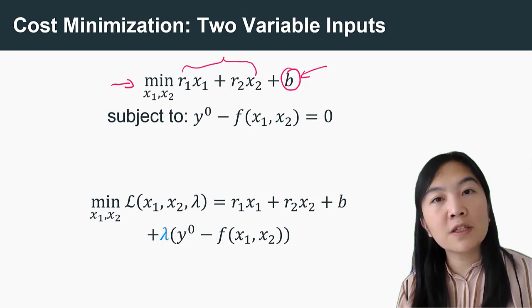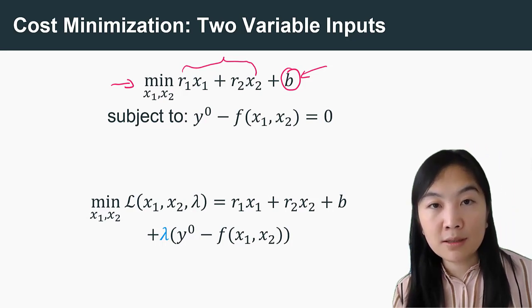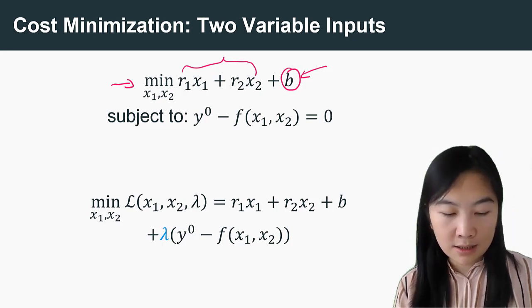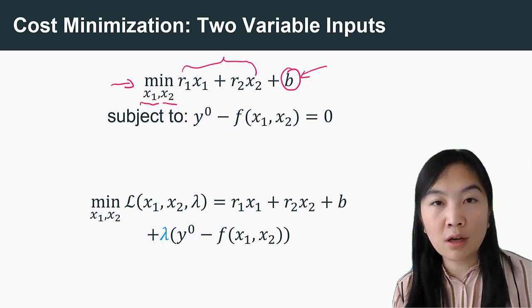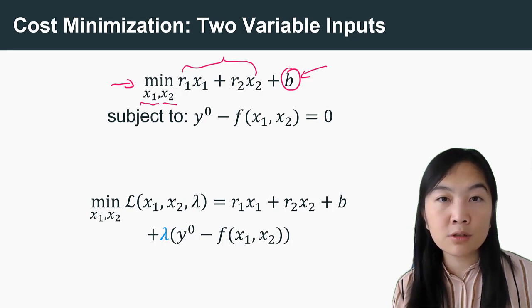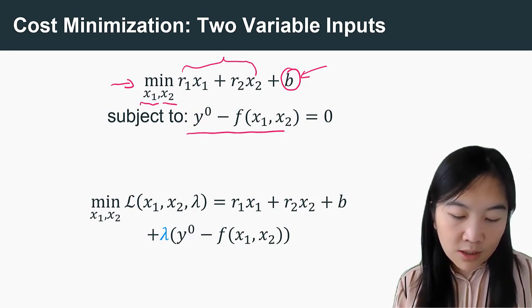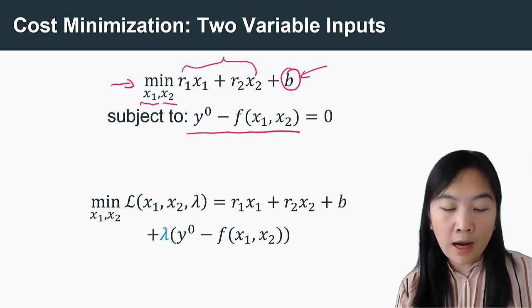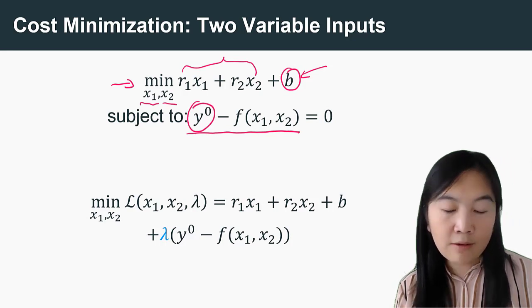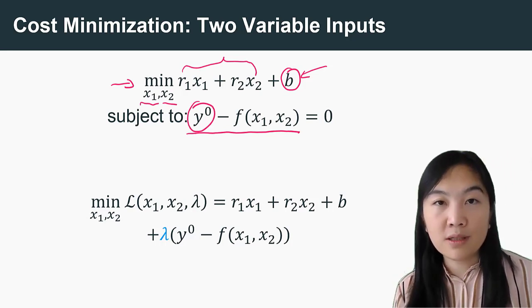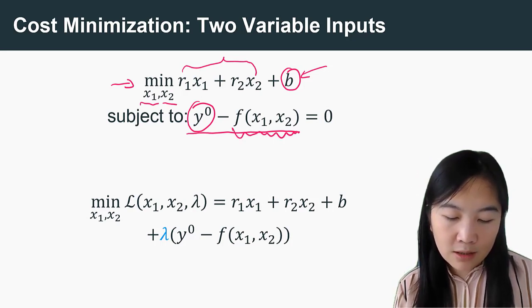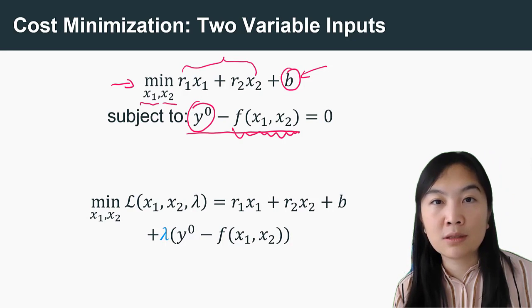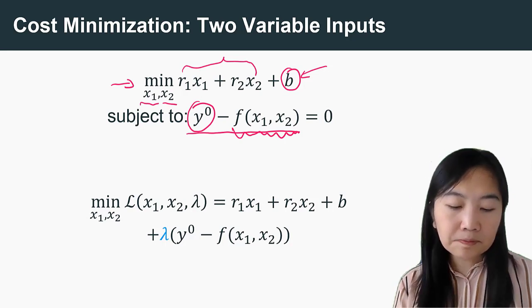So the objective of the producer is to minimize the total factor cost. The decision variables are the quantities of the two inputs to use. And there's a constraint here. The producer has to produce this level of Y0, which is given, which is predetermined. And it has to be produced through this production technology described by the production function here.